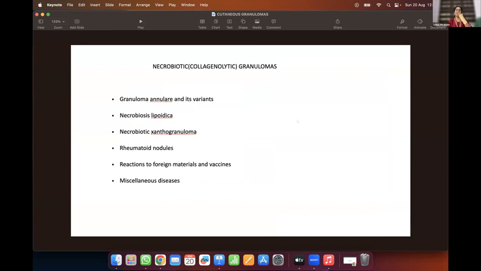So now we are moving away from the tuberculoid granulomas. We are going to the collagenolytic or the necrobiotic granulomas. So the various conditions wherein you can see these necrobiotic granulomas are granuloma annulare, which is the prototype. You can also see it in necrobiosis lipoidica, necrobiotic xanthogranuloma, rheumatoid nodules, reactions to foreign materials and vaccines, and miscellaneous diseases.